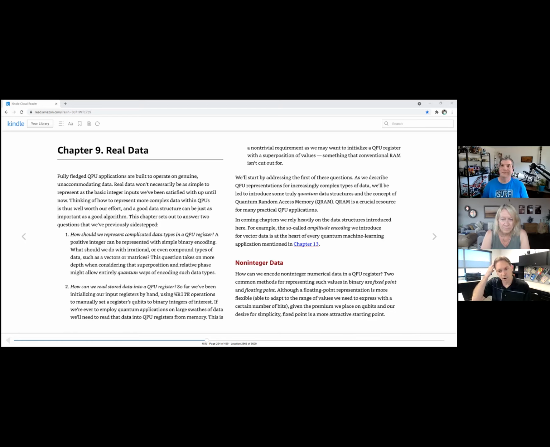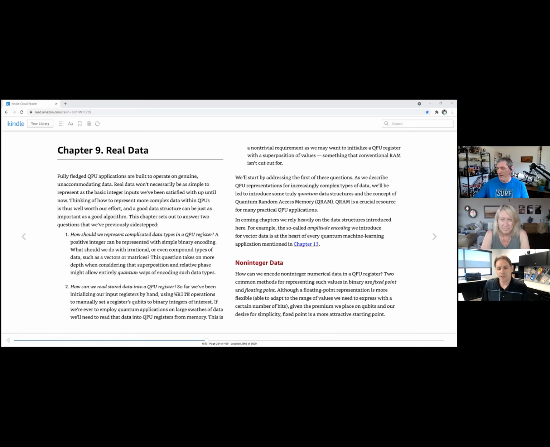He says, how do we represent complicated data types in a QPU? He mentions we can talk about integers, positive, and we did a little bit of negative integers too. What do we do with irrational numbers and compound types of data such as vectors and matrices? And of course, I'm also thinking, beyond that, do we use anything like objects? Do we have a concept of objects in QPUs? Things like that.